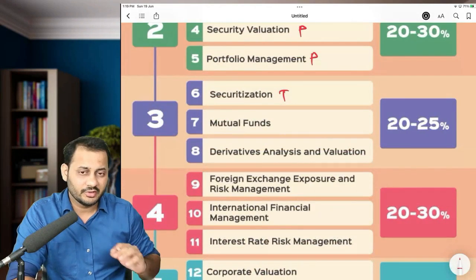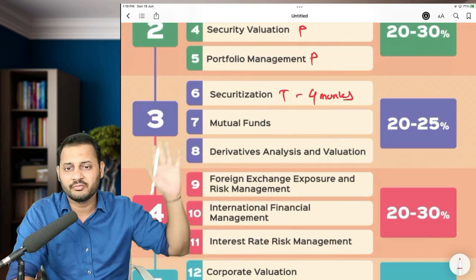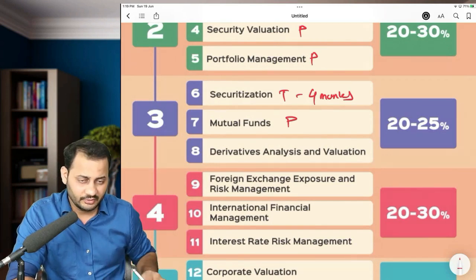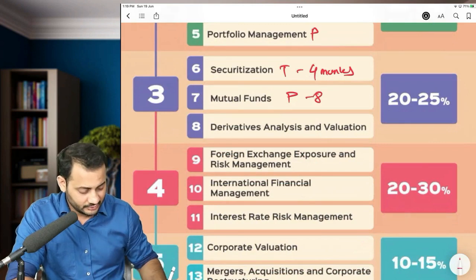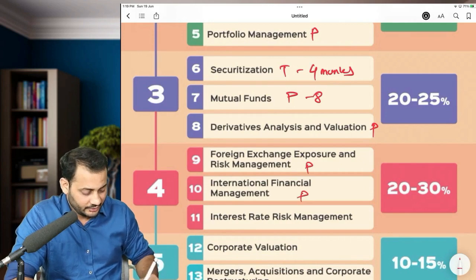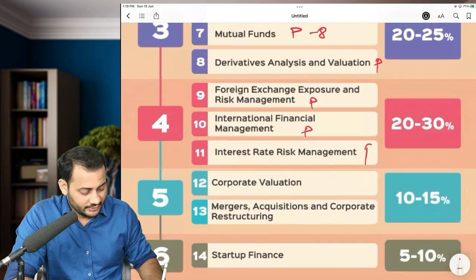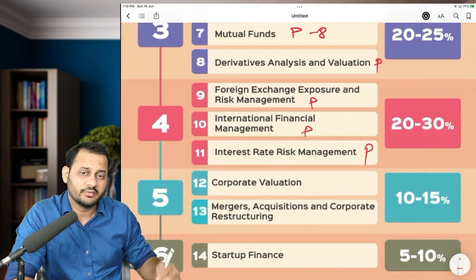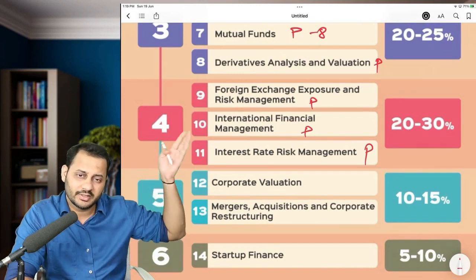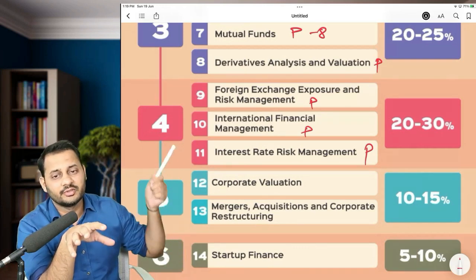Securitization is a small chapter, purely a theory chapter. A 4 marks question will be asked every time in every attempt from this chapter. Mutual fund is again, you can say, a practical chapter. An 8 marks question will be asked from this. Derivatives, big chapter, practical chapter. Forex, again practical. International financial management, again practical, although theory can also be asked from this. Interest rate risk management, again practical. In May 2022, theory questions were asked from these two chapters. Most of the time the practical questions are asked from these two chapters, but in May 2022 theory questions were asked from these.